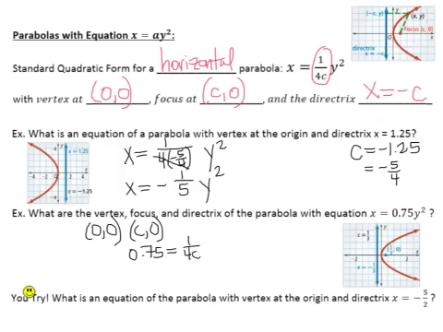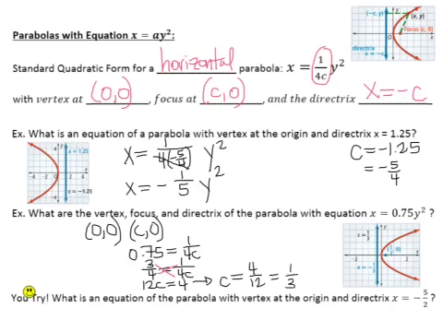Now 0.75 is 3 over 4. So 3/4 is equal to 1 over 4c. And I'm going to cross multiply. I'm going to say 3 times 4c is 12c, and that's equal to 4 times 1, which is 4. And then solving for c, I'm going to divide by 12. So c is equal to 4 over 12, which reduces to 1/3.